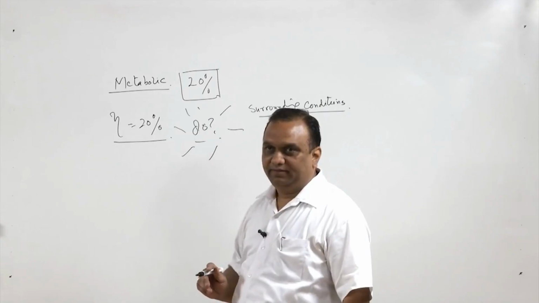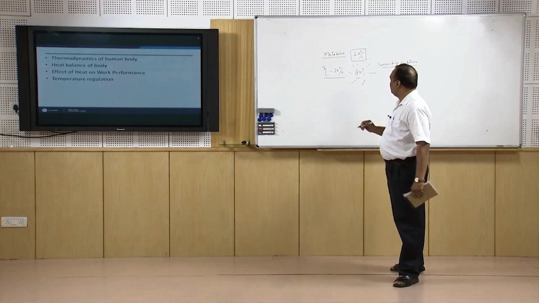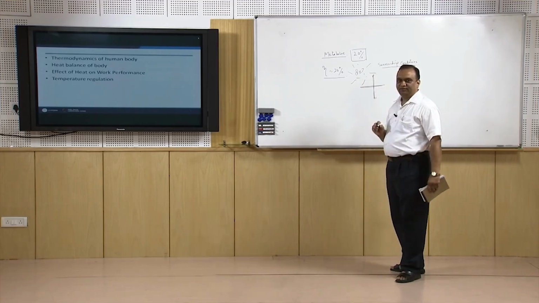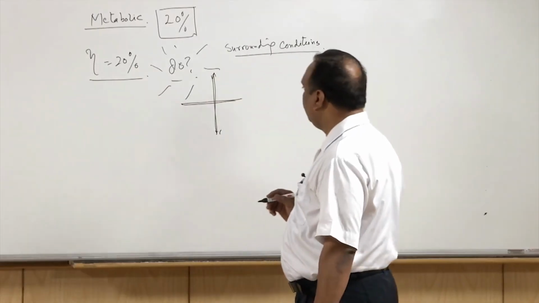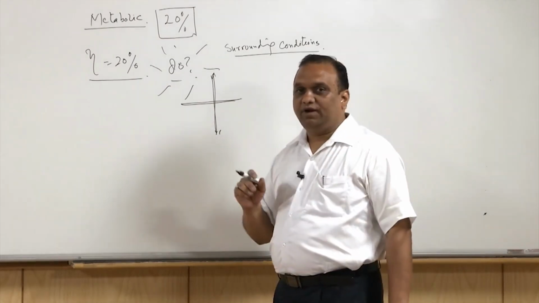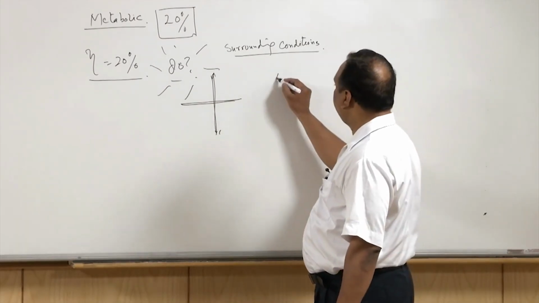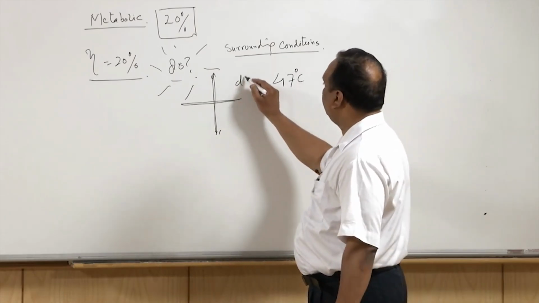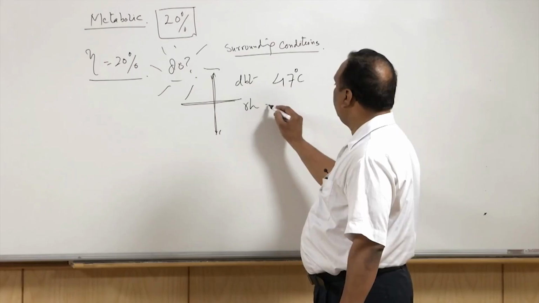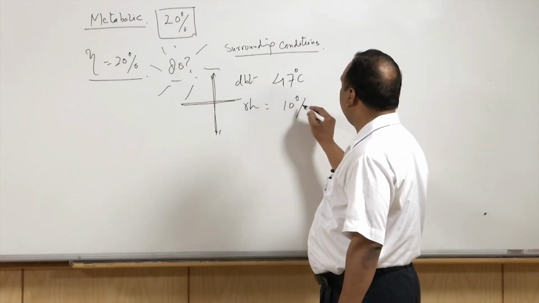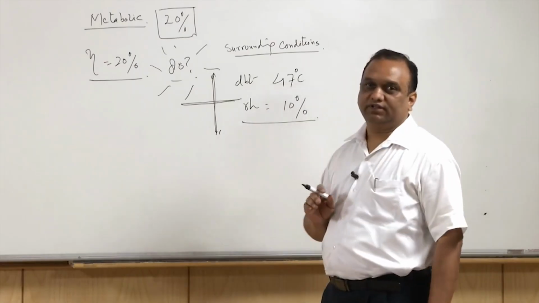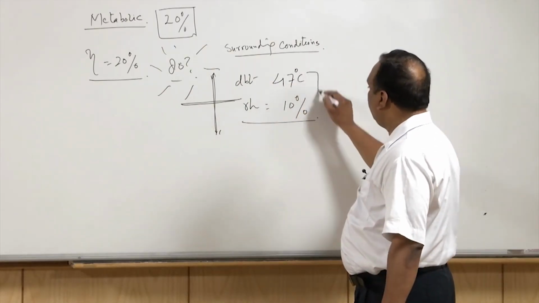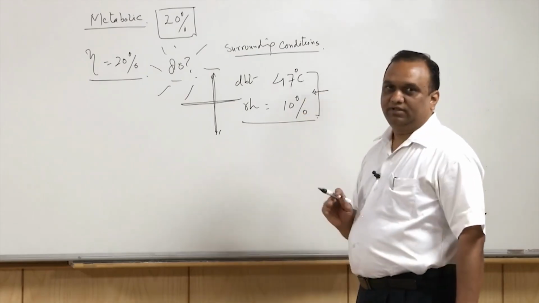Now, in India, the climate varies from north to south and east to west. If you go to the western side of India, especially in Rajasthan, the climate may be 47 degrees centigrade DBT, dry bulb temperature, and relative humidity may be of the order of 10 to 20%. This is extremely dry weather. If proper hydration of the body is not maintained, this can be fatal also.